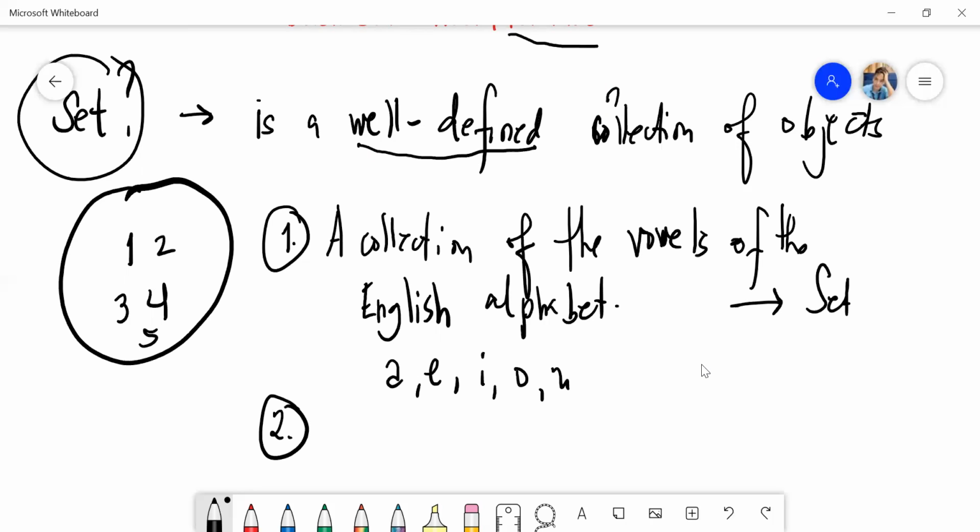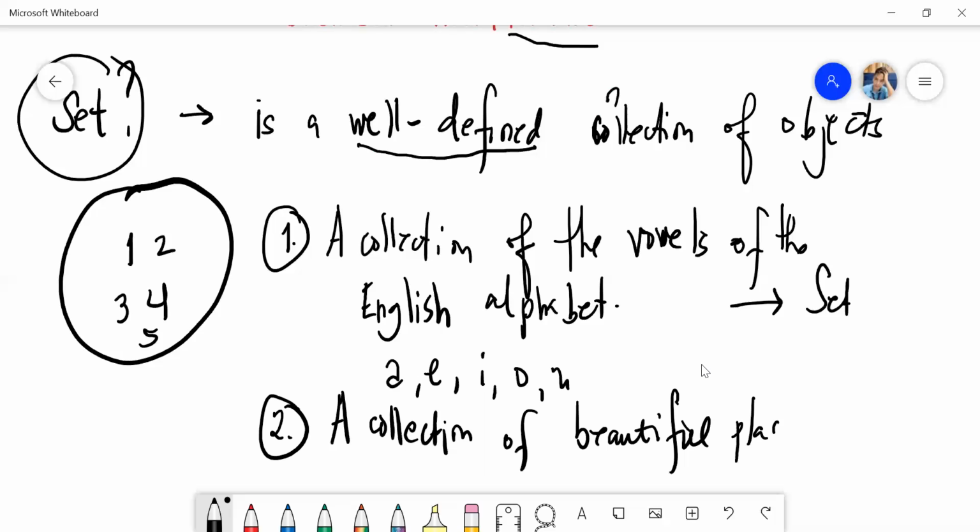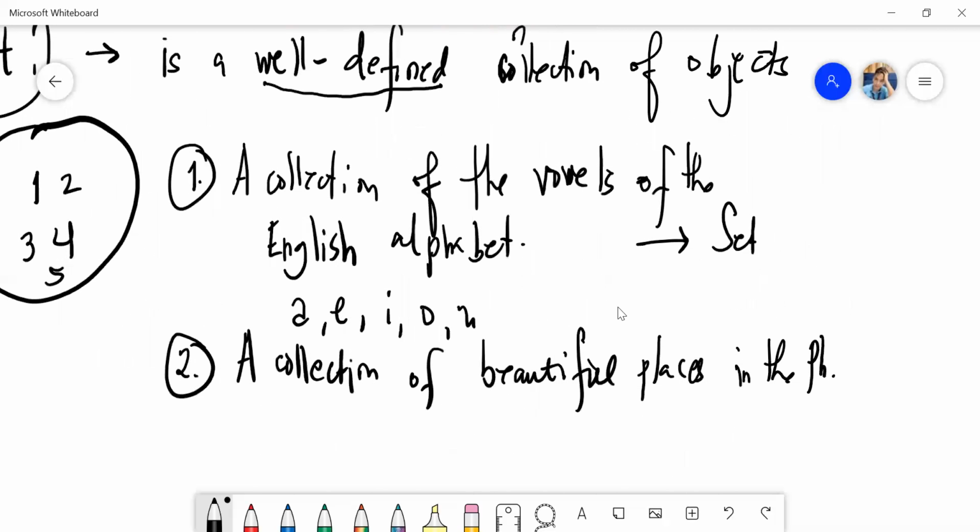Let's consider this. A collection of beautiful places in the Philippines. So this collection is not a set. Why? This is not a set since this is not well defined.